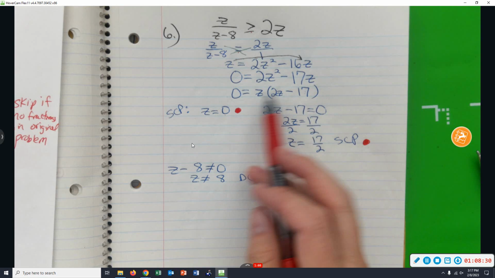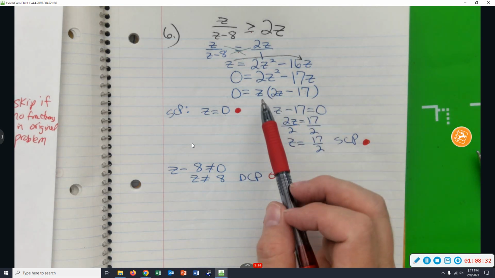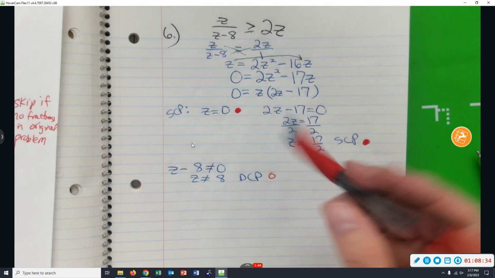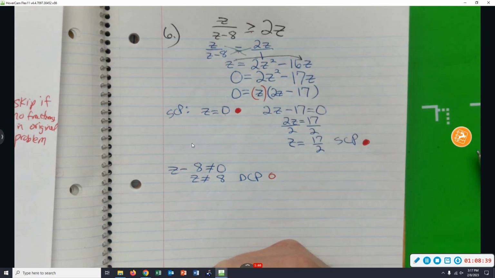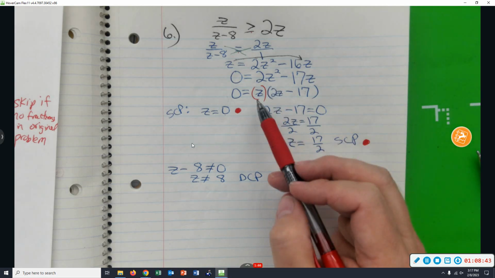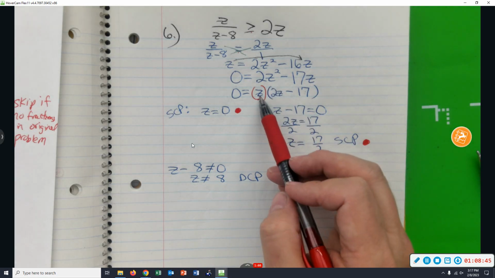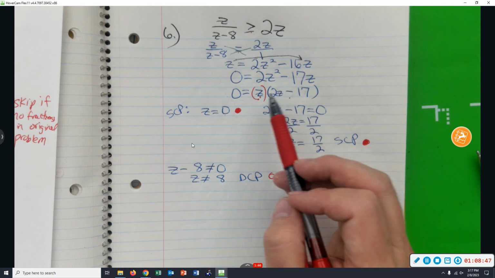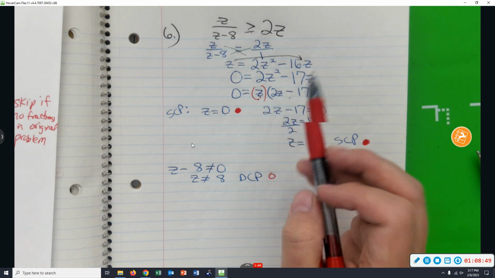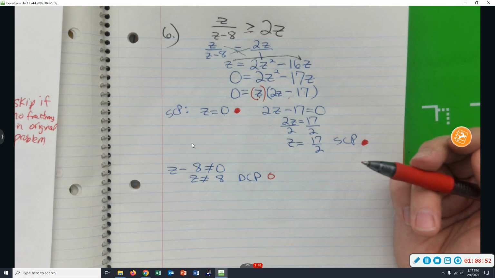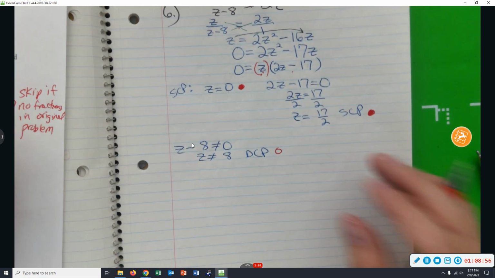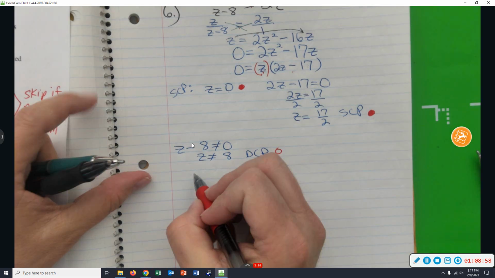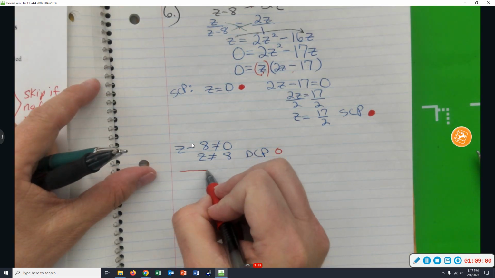Notice as we went through the factoring stage, did we get repeated factors? We had a z as one thing, a 2z minus 17 as the other. No, we didn't get the same factors. As a matter of fact, we got a monomial and a binomial. We didn't get the same factors, so this is going to alternate. It'll either be true, false, or false, true. That's what I mean by alternating.